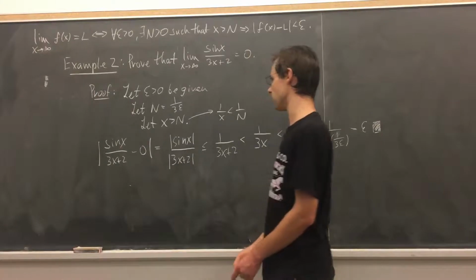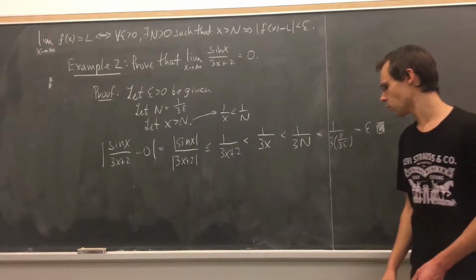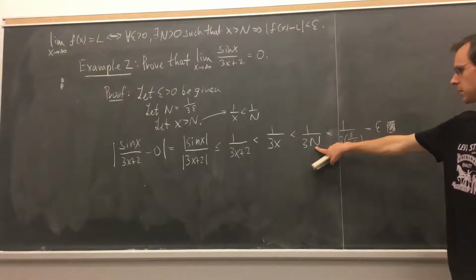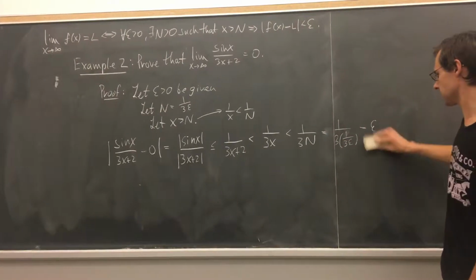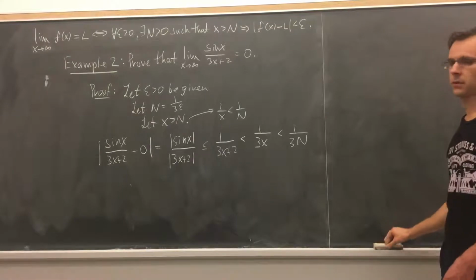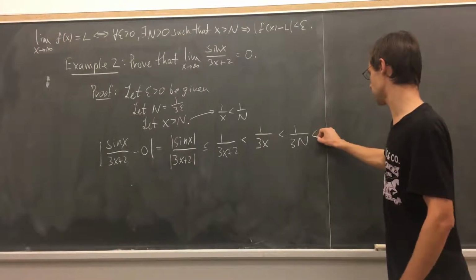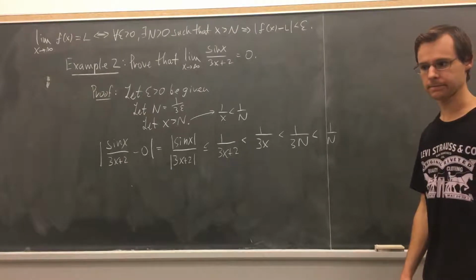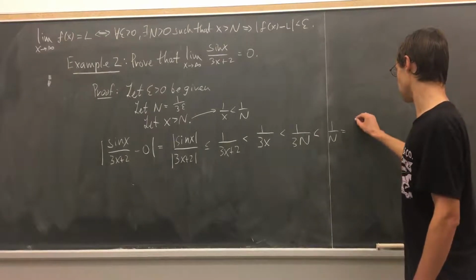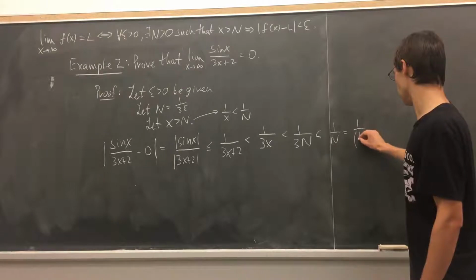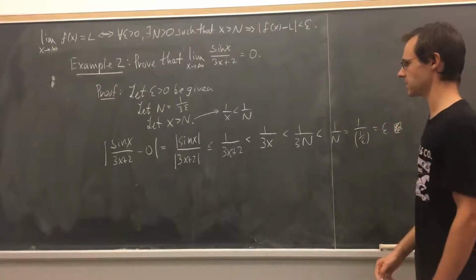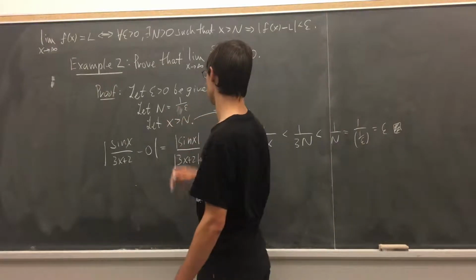Having n equals 1 over epsilon would also work. Why? Because at this step over here, we could just forget about the 3. It would be better to do something like this. 1 over 3n is less than 1 over n. And now we can set n to be 1 over epsilon, and we'll get epsilon at the end, just like last time. So we actually don't even need the 3.